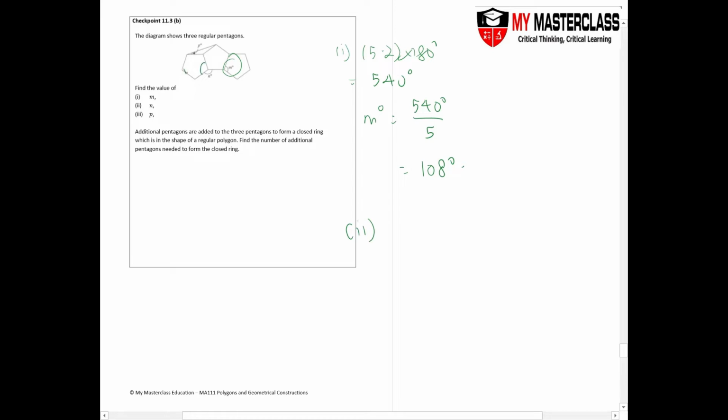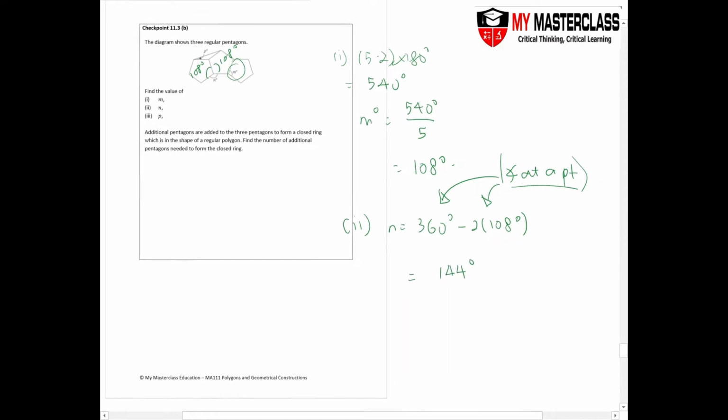Now, if I have 108 over here and I have 108 over here, what is n? So n is technically 360 minus 2 times 108. What's the reason? The reason will be angles at a point. Remember, when you're using 360 degrees, it is important for you to state the reason to show where you get these 360 degrees from. Once you're done calculating, you would have your answer as 144 degrees.